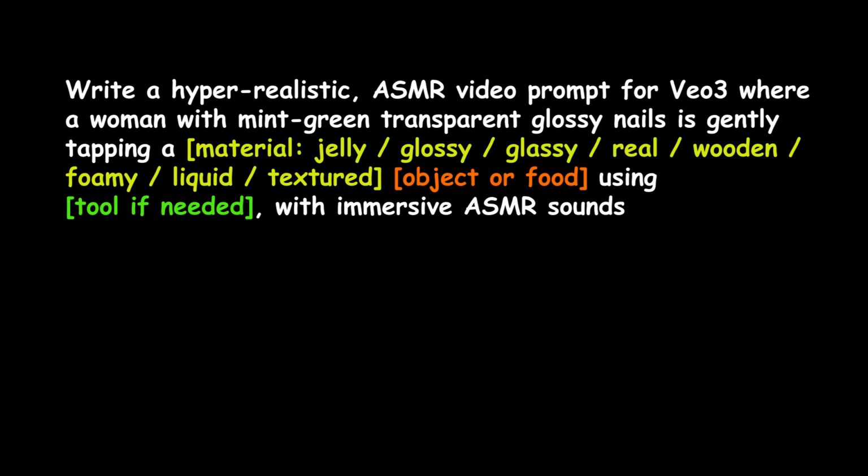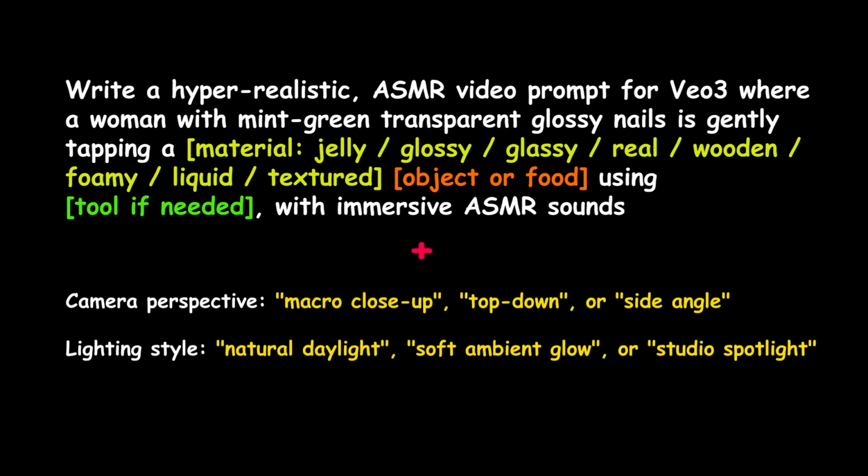The easiest way to write better prompts is to use ChatGPT. Here's a sample prompt structure for Veo3 ASMR-style videos that you can use in ChatGPT. Simply replace the parts in brackets with details you want to include in your video. This is just a starting point. You don't need to follow it word for word.